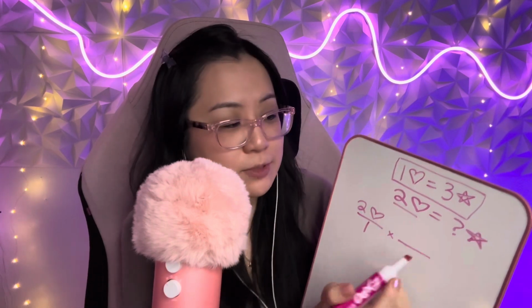So you'll start with what you're given. I'm given 2 hearts. That's what I'm starting with, and I want to convert hearts to stars. So I'm starting with 2 hearts. I'm going to put this over 1, and I'll explain that in a second. And I'm going to multiply by another fraction. I'm going to use the conversion rate that I'm given, in this case 1 heart and 3 stars. So the question is, do I put 1 heart over 3 stars like this, or do I put 3 stars over 1 heart like this?